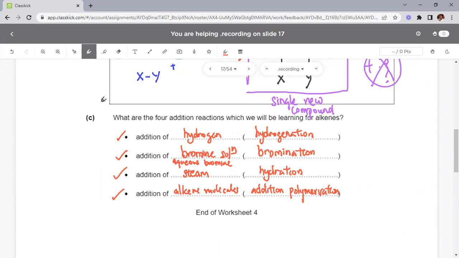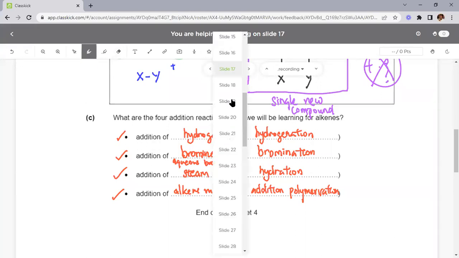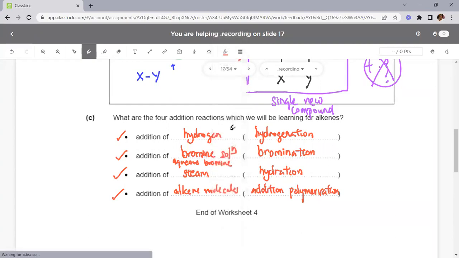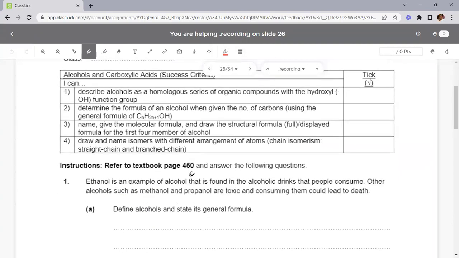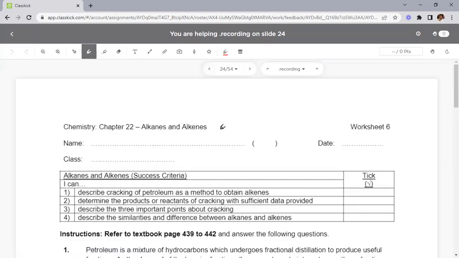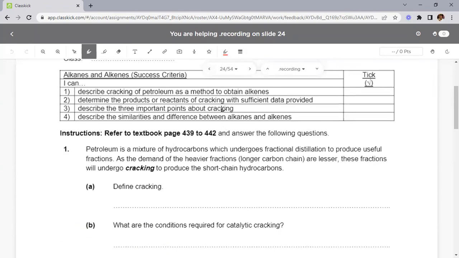Right now, we're not going to look at what reactions alkenes undergo. Instead, we're going to look at how we can produce alkenes. So now let's get back to slide 24. We're going to look at the idea of cracking.